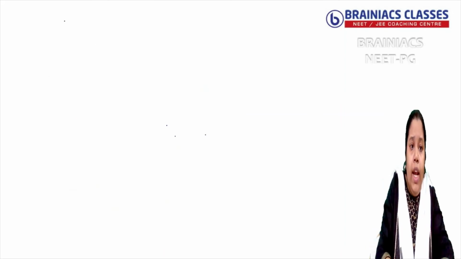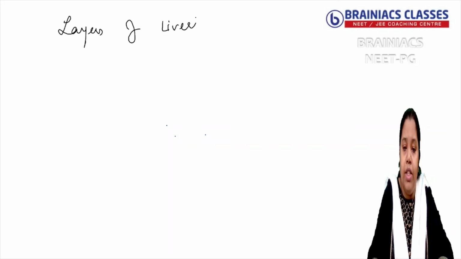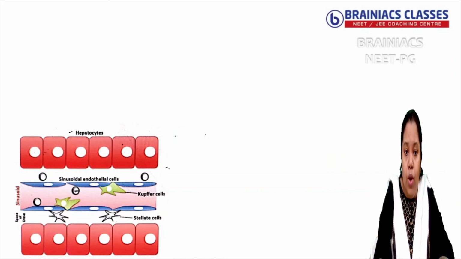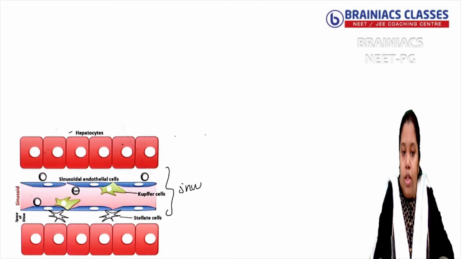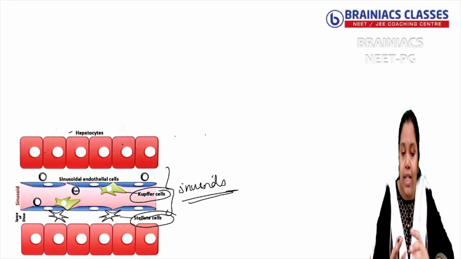If you take the layers of the liver, how are the cells in the liver arranged? I'll show you. Can you see here? These are the cells that are arranged. So these are the hepatocytes. In between you have the sinusoids. What are the cells that are present in the sinusoids? You have the endothelial cells, then the Kupffer cells, and the stellate cells. So these are the three cells that are present in the liver.